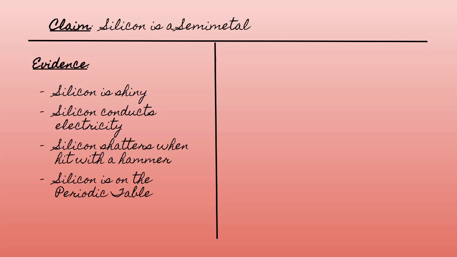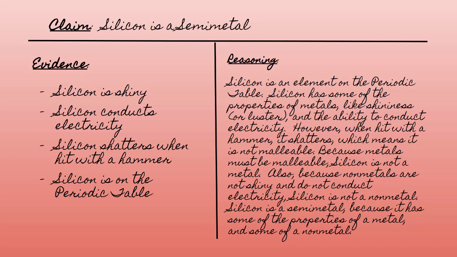On the right-hand column, this is where I do my reasoning, and I write it as a paragraph. It says silicon is an element on the periodic table. Notice I'm mentioning my evidence. Silicon has some of the properties of metals like shininess or luster and the ability to conduct electricity. However, when hit with a hammer, it shatters, which means it's not malleable. Because metals must be malleable, silicon is not a metal. Also, because nonmetals are not shiny and do not conduct electricity, silicon is not a nonmetal. Silicon is a semimetal because it has some of the properties of a metal and some of a nonmetal. Very clear reasoning that explains why my evidence makes my claim true. That's CER.